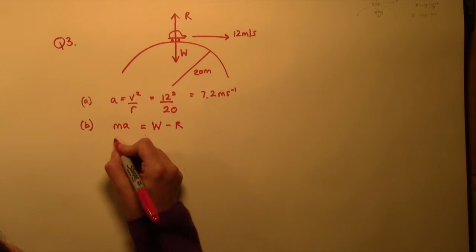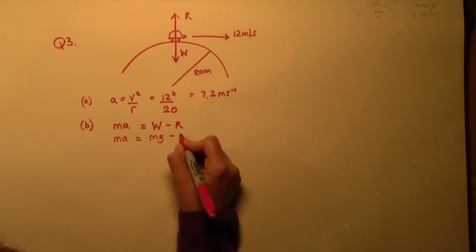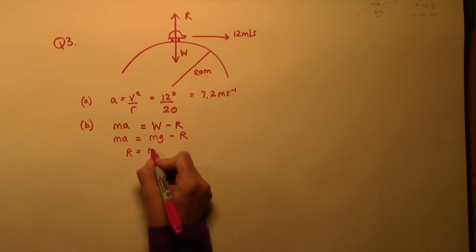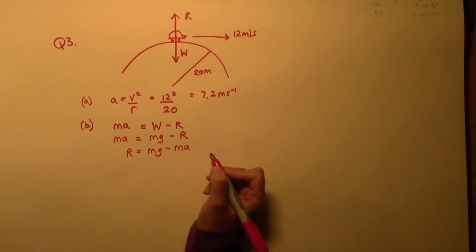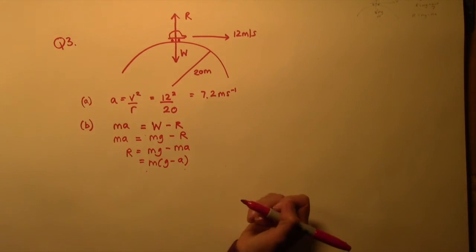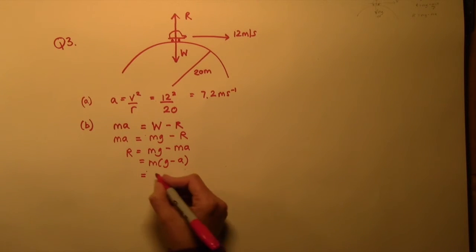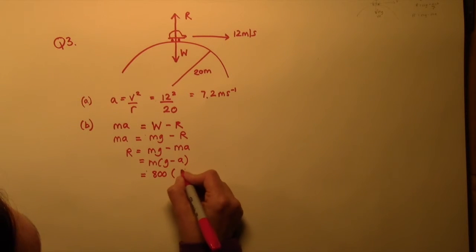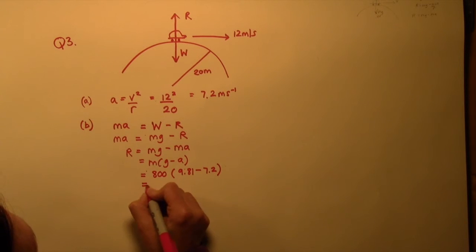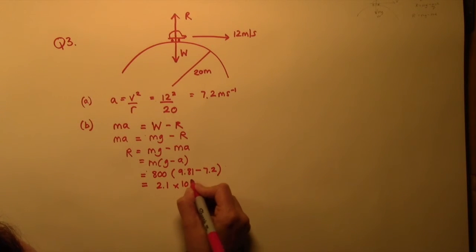So we can now substitute in, because we know a few things. So ma equals mg minus R. We can now rearrange that, so bring R over one side. R is mg minus ma. So we can factorise that, m(g minus a). We've already calculated the acceleration, we know what gravity is, 9.81. So our normal reaction force is the mass of the car, which is 800 kilograms, given in the question, times 9.81 minus our acceleration, which is 7.2. And when you calculate that, our reaction force comes out to be of the order 2.1 times 10 to the 3 newtons.